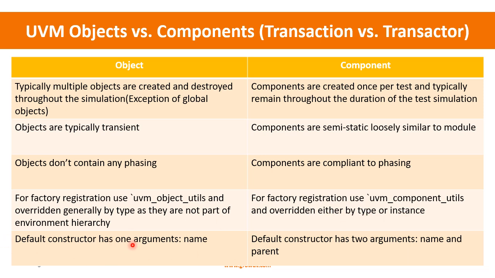And the default constructor has only one argument, name, for objects, whereas the default constructor has two arguments, name and parent, for components. So these are some key differences. I hope you pay attention and remember these.